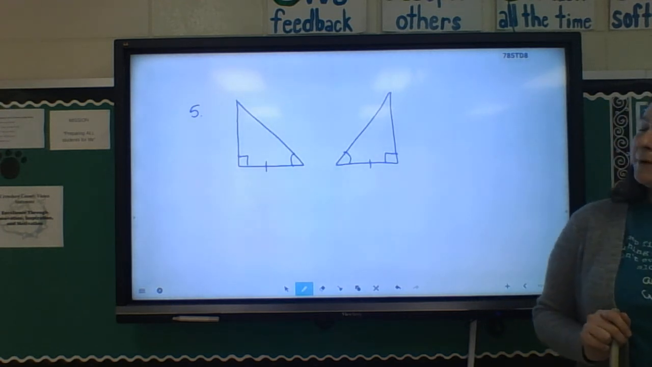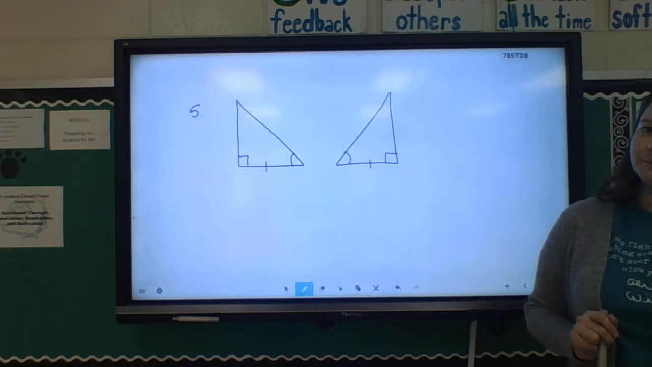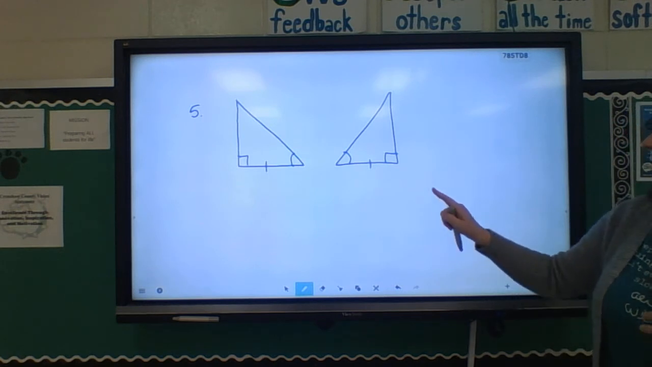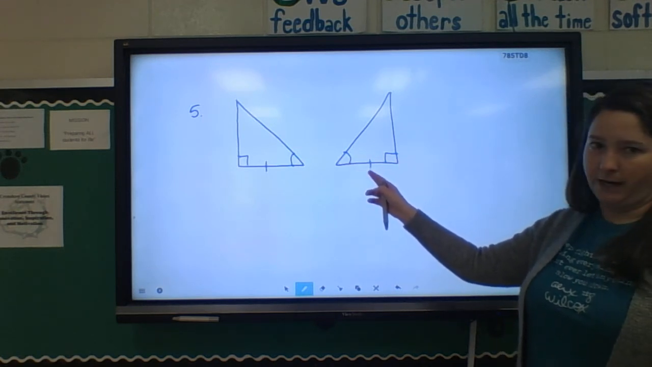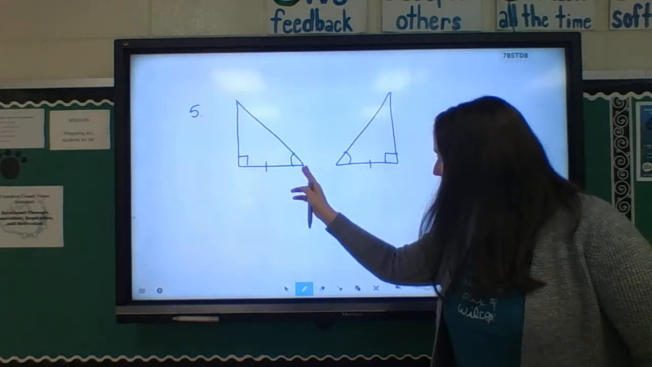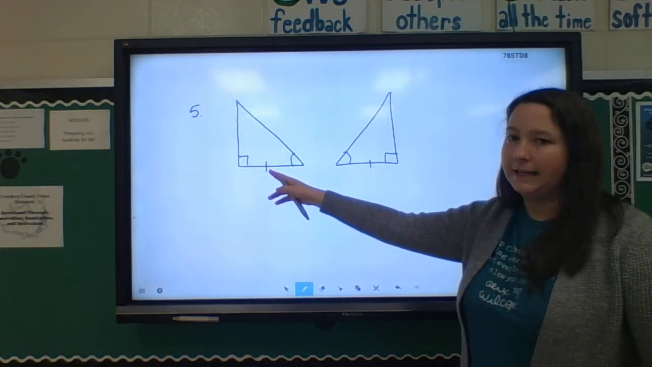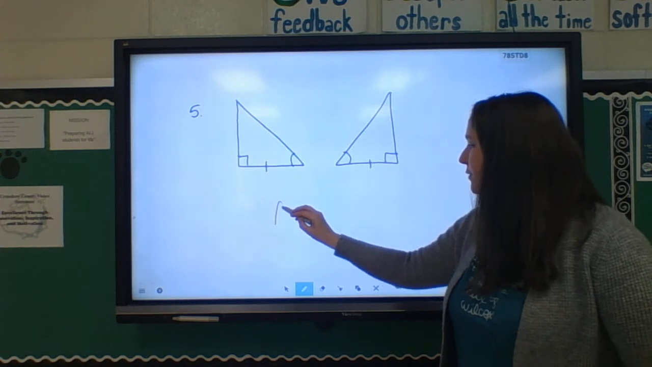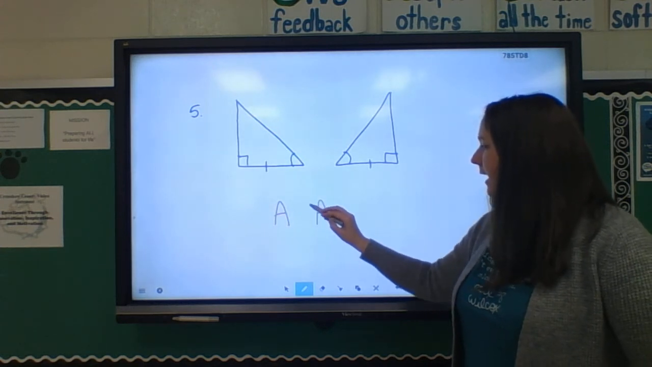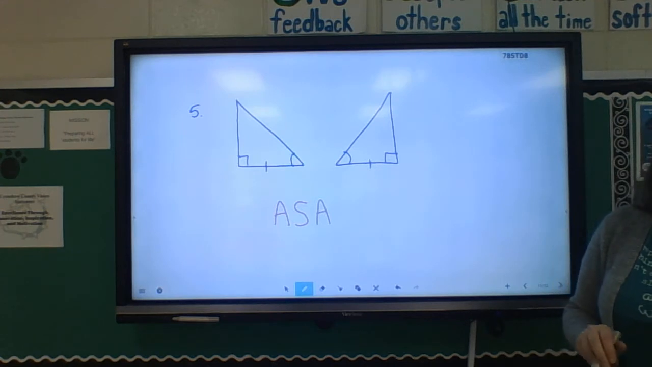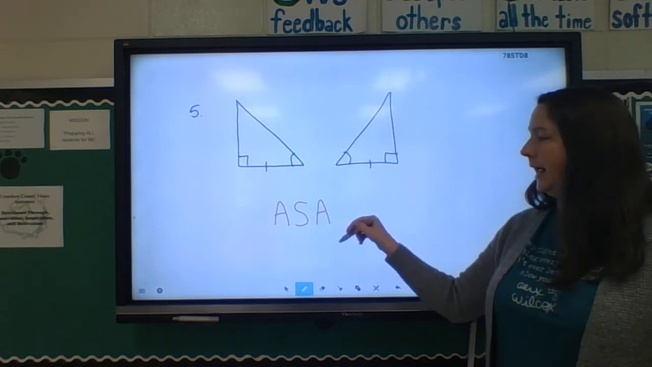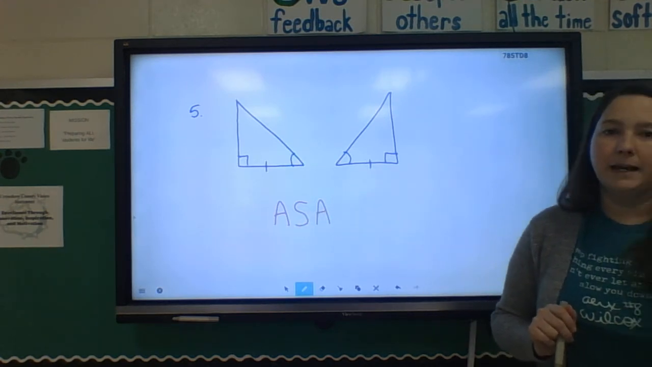All right, what about number 5? Here, I have 2 angles marked and a side in between. So if I have 2 angles marked and a side in between, then it's the angle side angle postulate that makes it congruent.